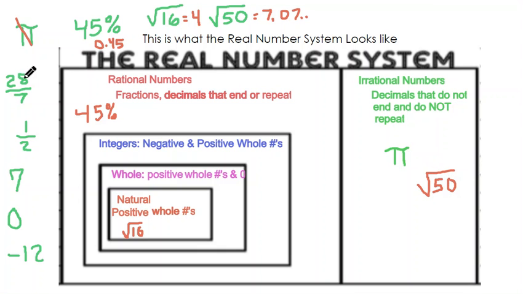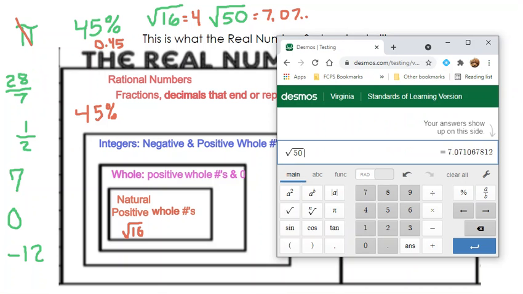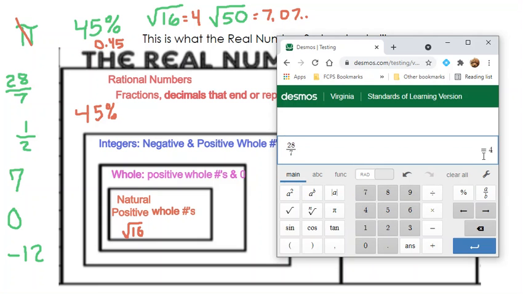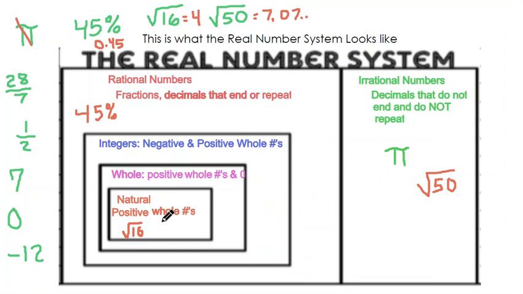All right, let's see what other ones we have. 28/7. Let's change that to a decimal. 28 divided by 7 gives me 4. So if it gives me 4, that means it is a natural number. So 28/7 is a natural number because it gives me 4. If I simplify that, that gives me 4.